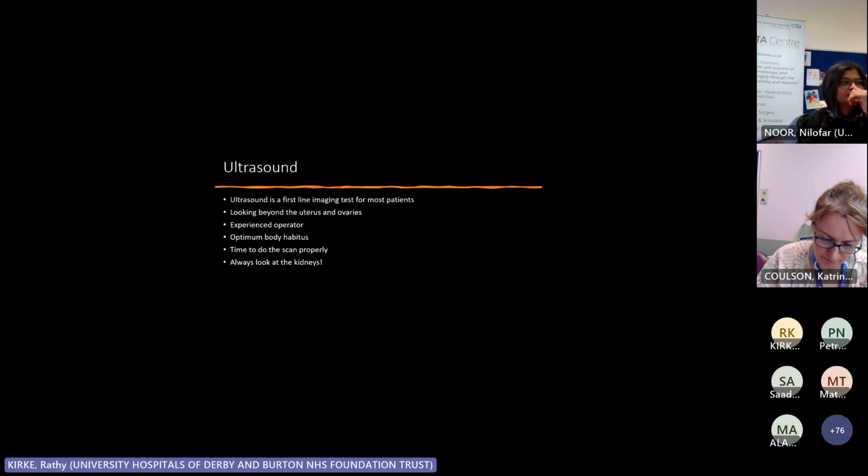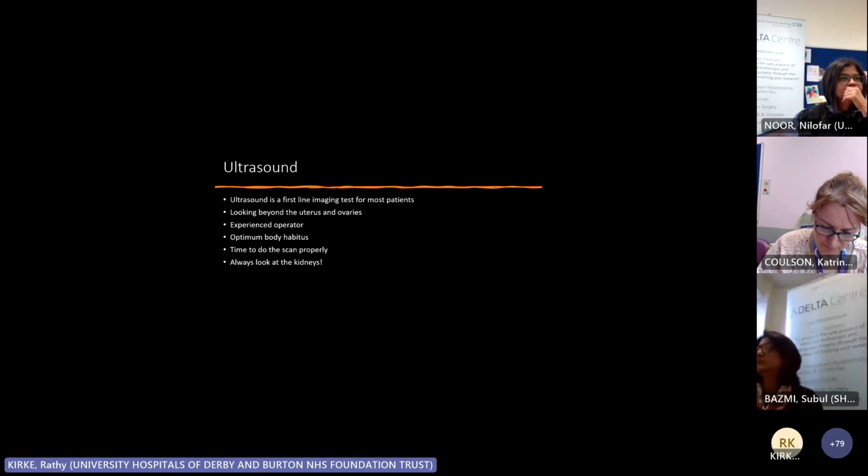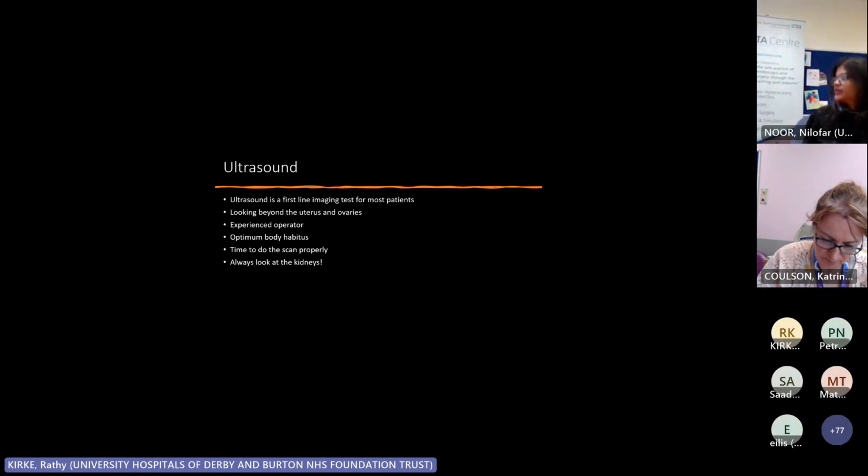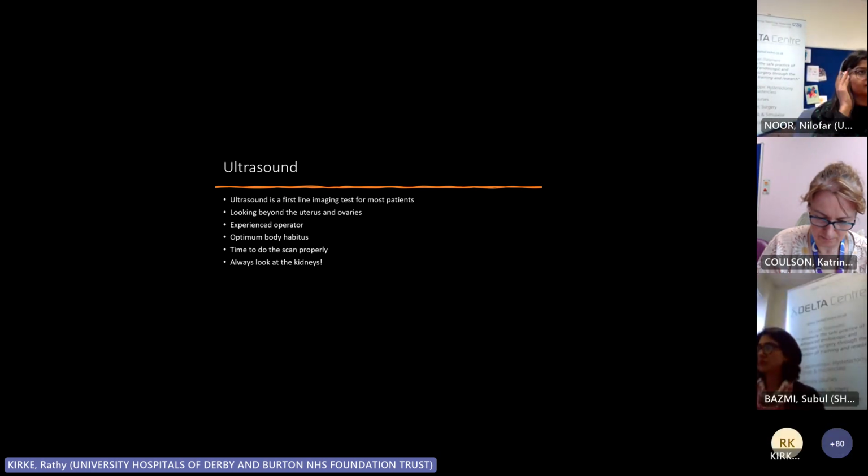So let's talk about ultrasound first. Ultrasound is a good initial test because when patients present with symptoms of endometriosis, the dyspareunia, the heavy periods, the pain, most patients should have an ultrasound. It's a really good first line test because it gives you a really good overview of the anatomy of the pelvis, where the uterus is, how it is oriented, is it anteverted, is it retroverted, what's really going on in the pelvis.